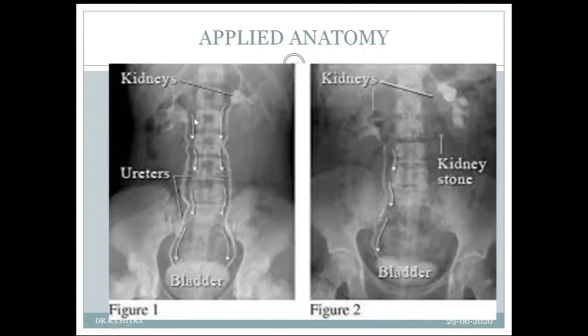Here you can see the pyelogram. Usually the kidneys are not radiopaque, so we can't see them on normal x-rays. That contrast x-ray is the pyelogram. Here you can see the calyces, the ureter and the bladder. This x-ray is called a contrast x-ray.